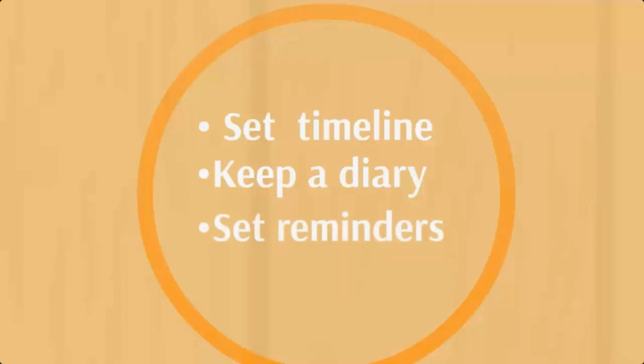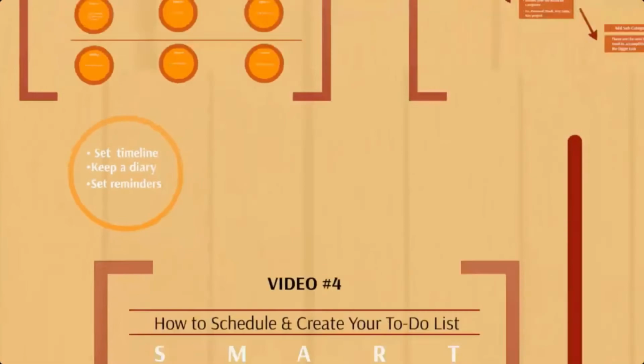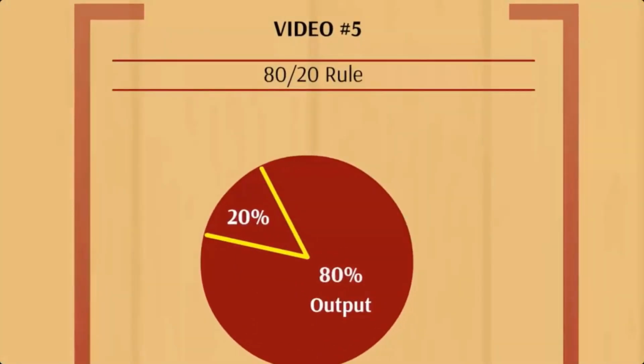And then, of course, you're going to want to set reminders. We can always use tools like Wunderlist to set timers and reminders and notify us via iPhone, smartphone, or email when things need to be taken care of. So that's why we have the tools to help us out. But before we utilize the tools, we want to make sure that we have the right knowledge to apply them. So that brings us to video number 5, the 80-20 rule.